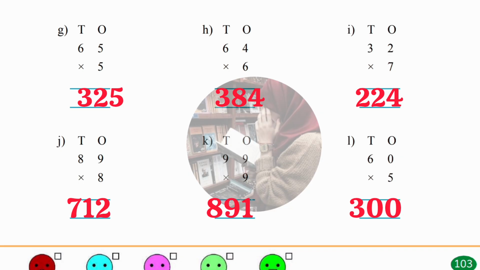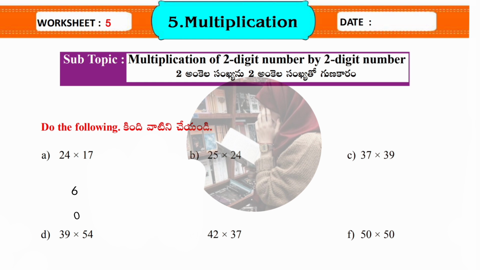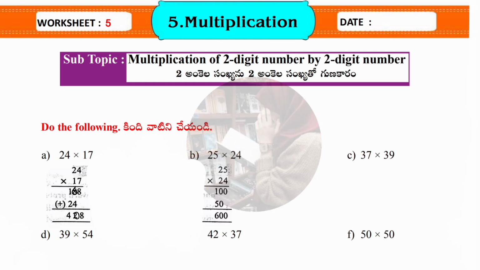60 multiplied by 5. So 5 zeros is 0, 6 5s is 30. So 300 is your answer. Got it, guys? In this way you have to do the multiplication of any number, whether 1 digit or 2 digit. But you have to make sure, and you have to be alert while you carry forward the number. Okay, let's move on to the next worksheet, that is worksheet number 5.